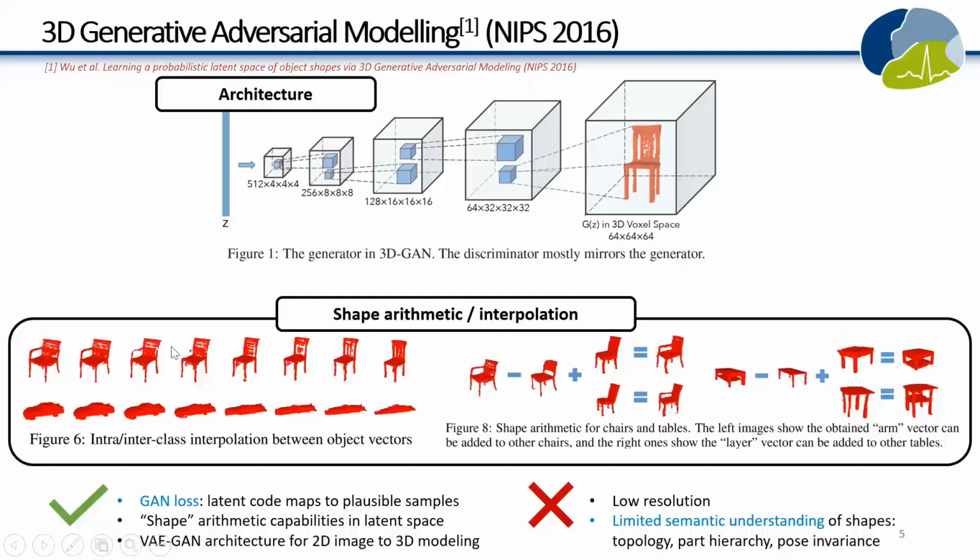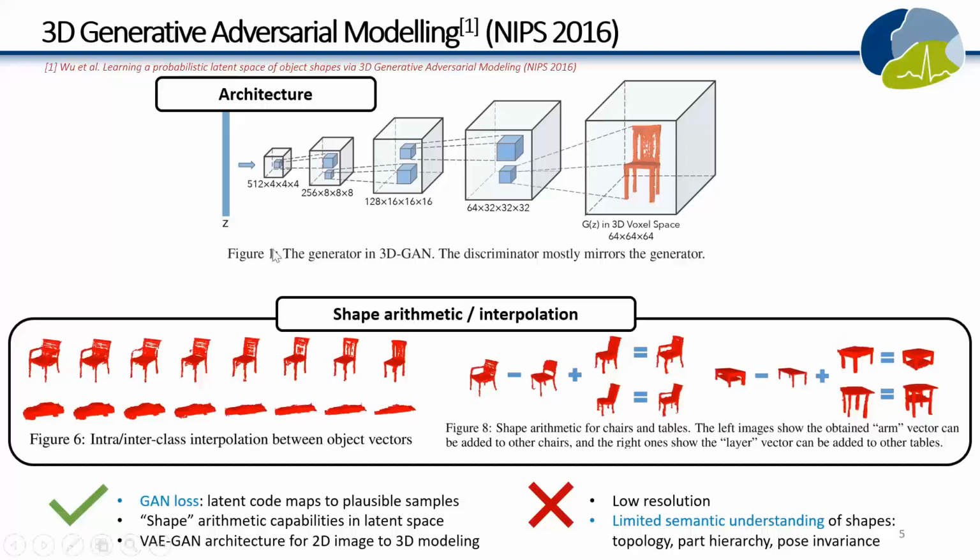Another interesting thing that they show here is the type of arithmetic that you can do in the latent shape space. So you can say, okay, I'm going to take a chair, remove the arms, and add them back to another chair in the dataset. You can manipulate shapes that way and create new reasonable models by doing this kind of arithmetic.